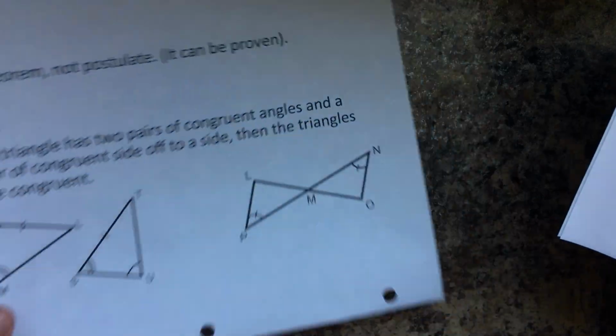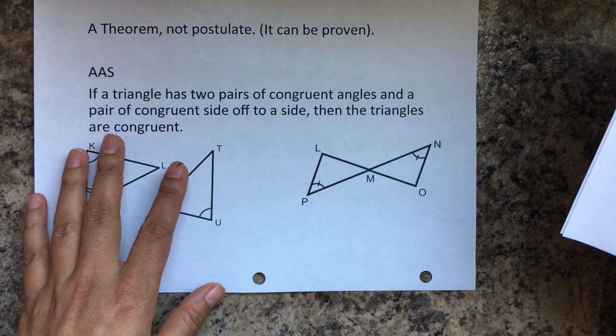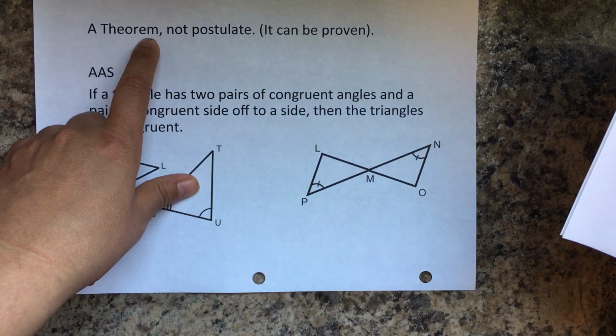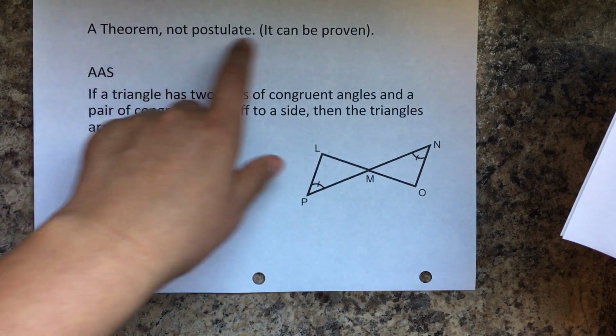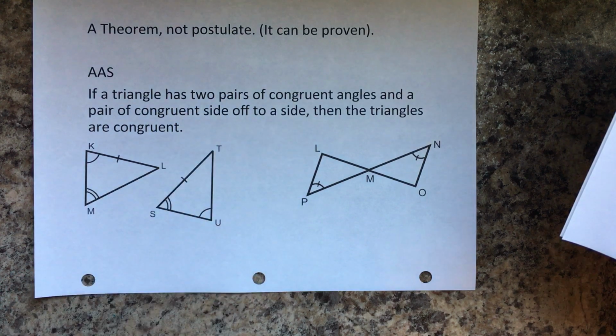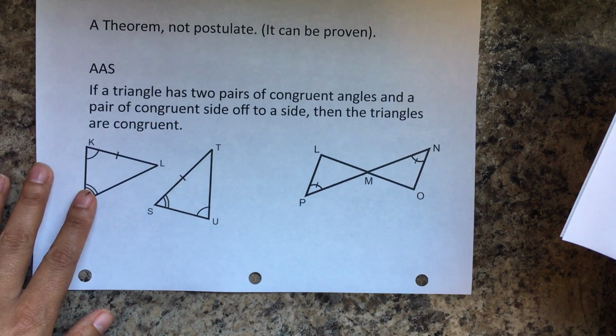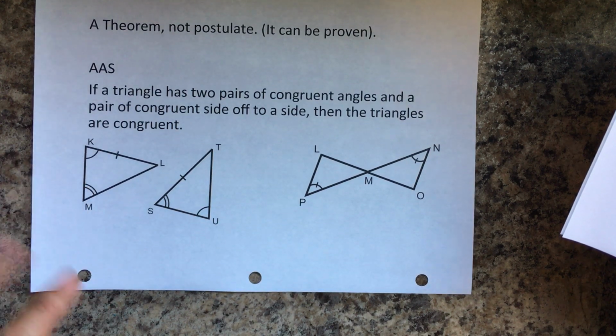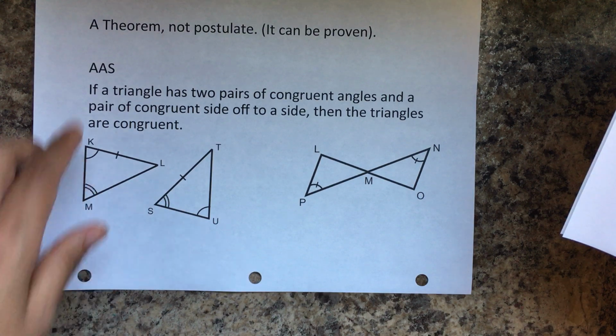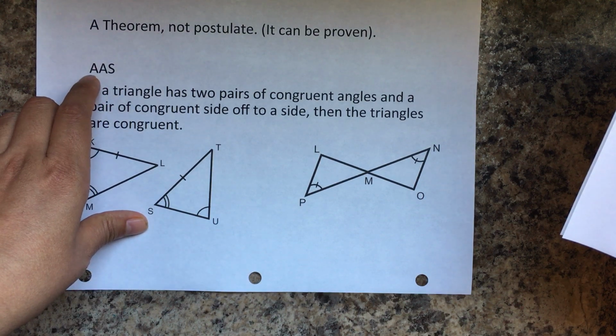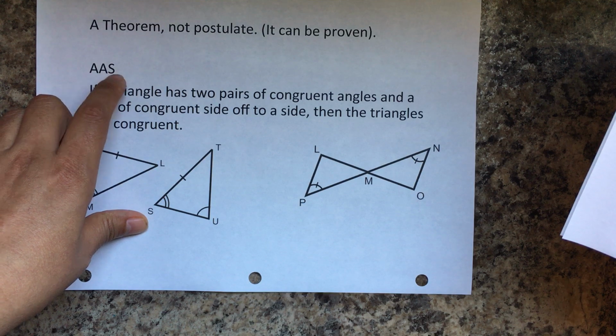So finally, the last one is a theorem, not a postulate. A theorem is something that can be proven, and we're going to see more of it in integrated math 2. But for now, we're just going to barely touch it. We're doing parts of it, but we're going to go deeper into that later. Okay, so this one is angle, angle, side.